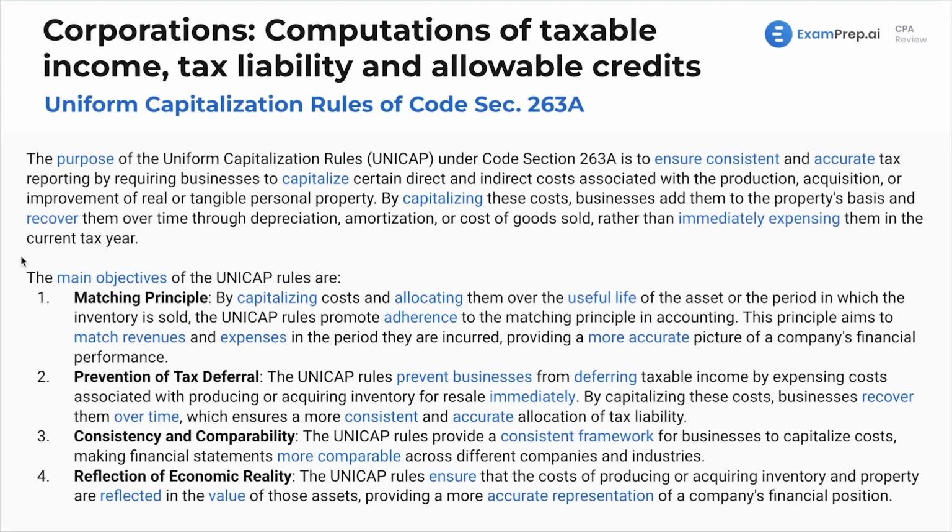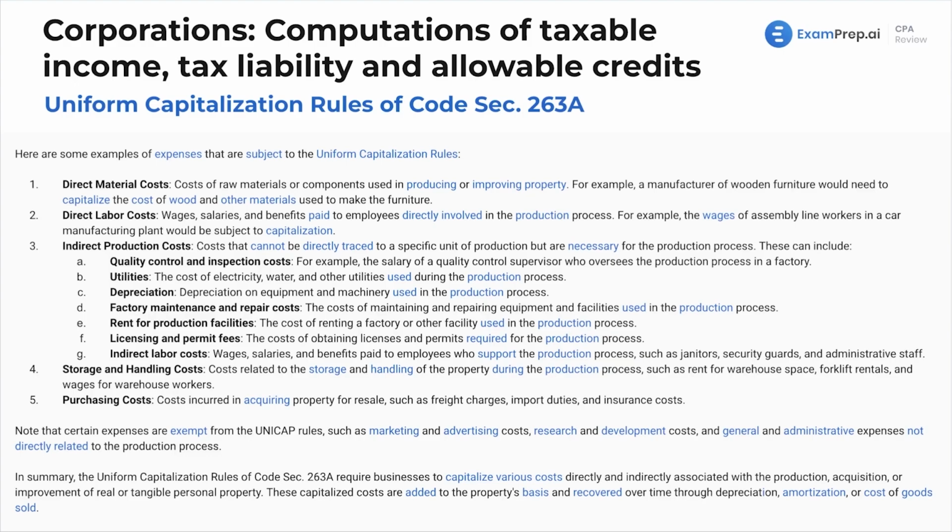This is more for you understanding why we're doing what we're doing. I obviously explained it as well, but just again, a little more FYI information. All right, now here are our actual examples. These are costs that you may have a question that says, what are some costs that have to be capitalized under the UNICAP rules? And these are the examples that we'd see.